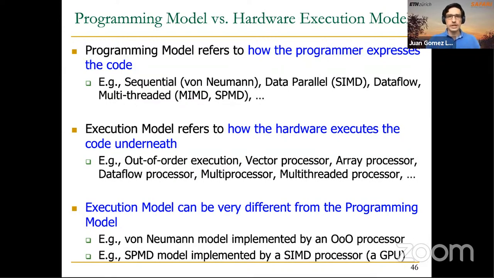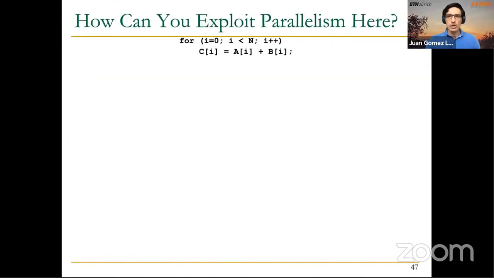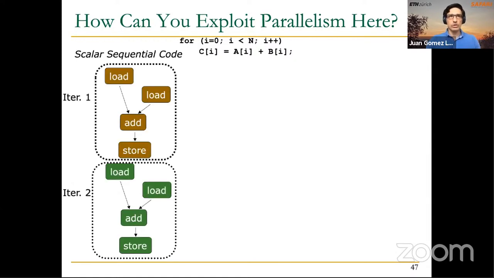So now that more or less the difference between programming model and execution model should be clear, one of them, a programming model relates to the software, while the execution model relates to how this software executes on the hardware, we can discuss different ways of exploiting the parallelism, the inherent parallelism that resides in this vector addition here. So remember that this is all sequential code. In a sequential machine, we'll first execute iteration one, then we go to iteration two, and so on.